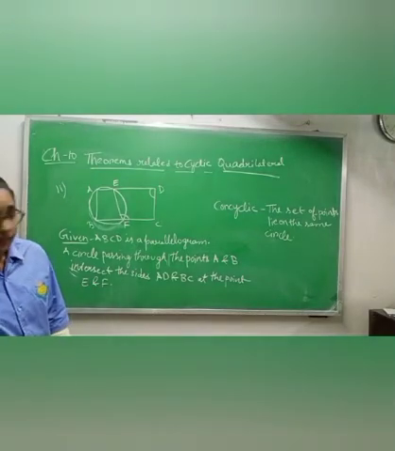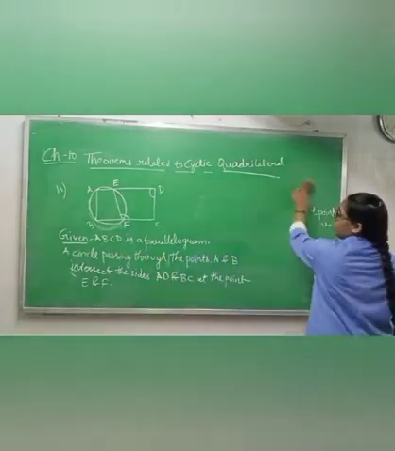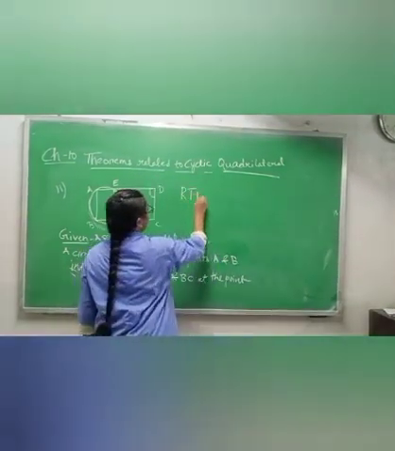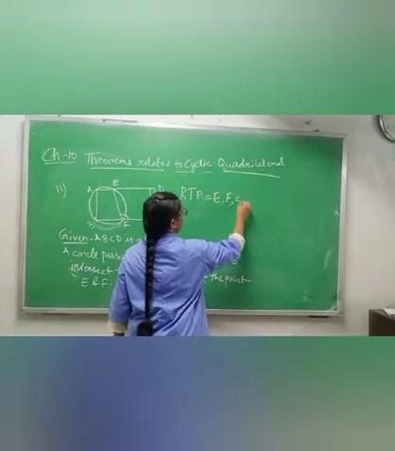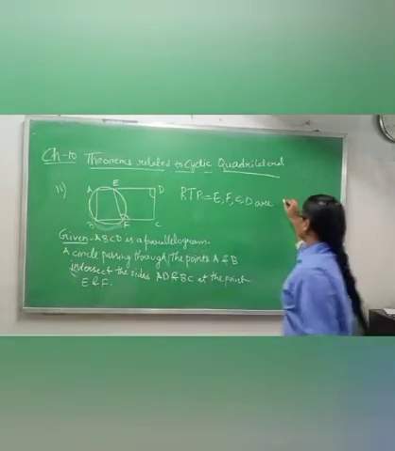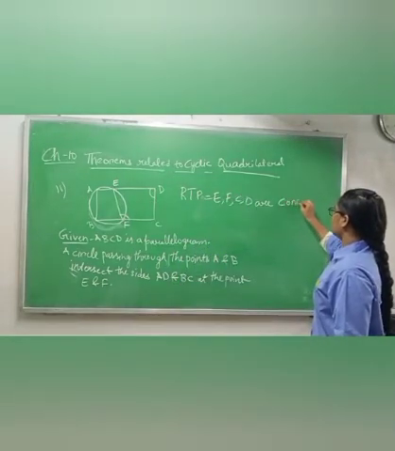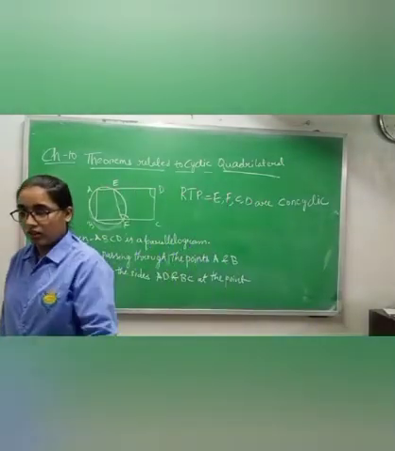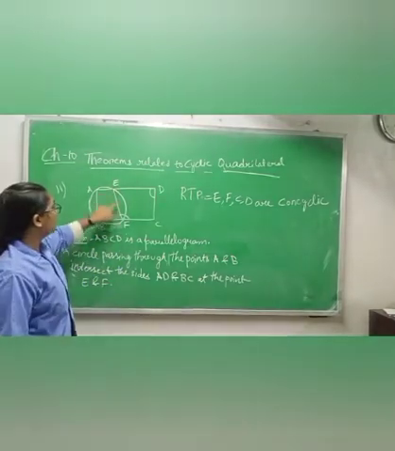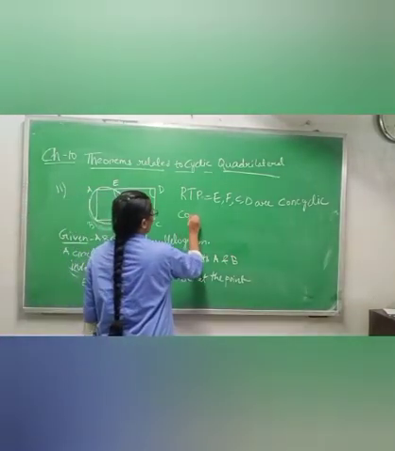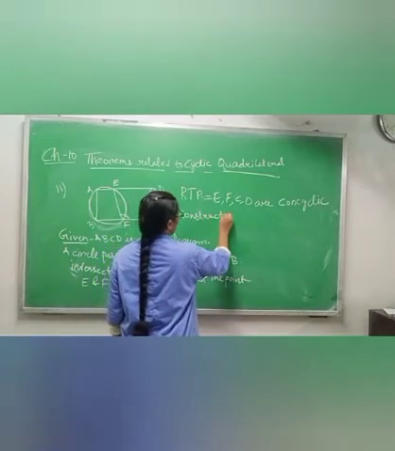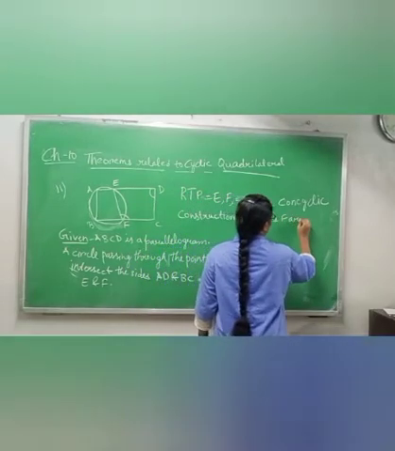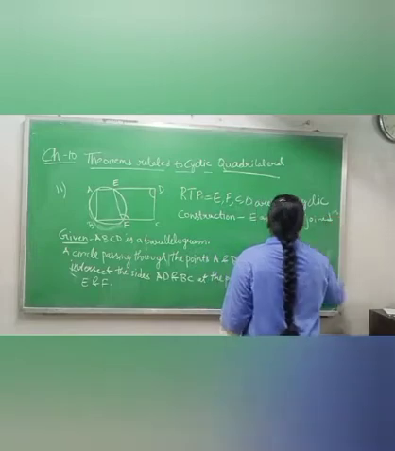Now what we have to prove: I am writing RTP. EFCD are concyclic; we have to prove this. Now there is the construction. What construction do we have to do? We have to join E and F. So in construction, I will write: E and F are joined. Completed up to here.